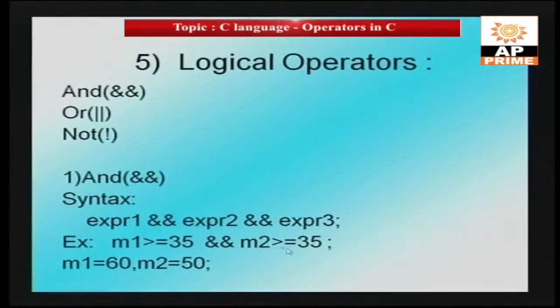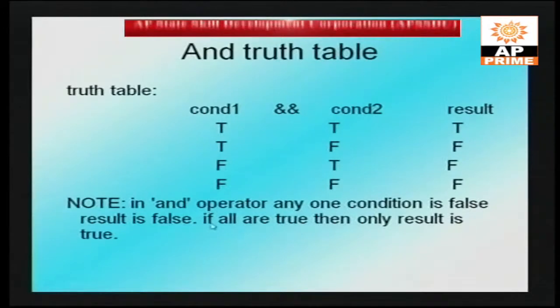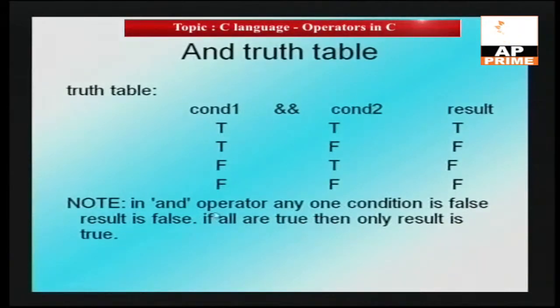If I go for one more operator, you see the truth table of AND. Like in mathematics, you also have this truth table of AND. Both conditions true, then result is true. True and true, true. True and false, false. If any one is false, false. False and true is also false. Both false, false. Finally, for the AND operator, if any one condition is false, the result is false. If all conditions are true, then only true. This is called AND operator testing.